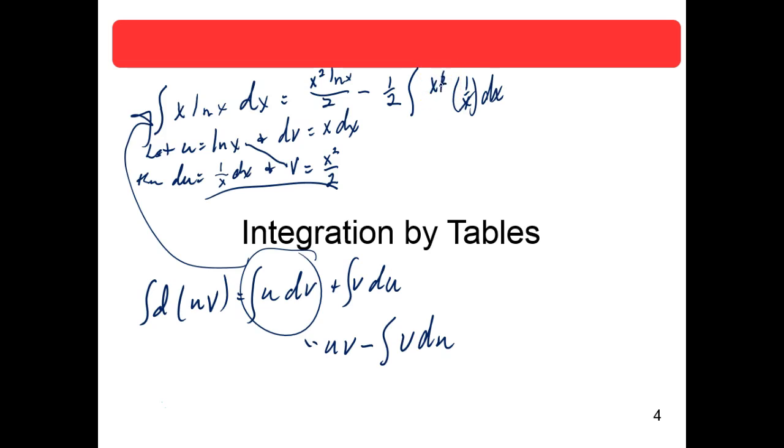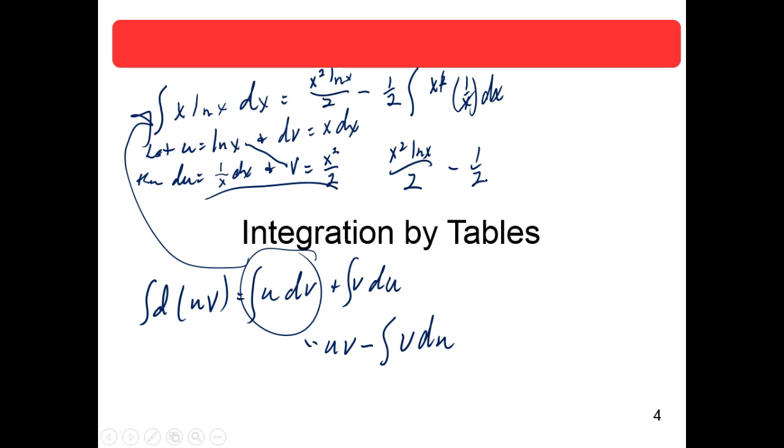No, x. Because x goes into x squared x times, right? And what is the integral of x? So you have x squared log x over 2 minus, what's the integral of x dx?